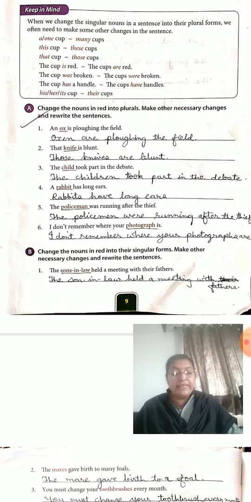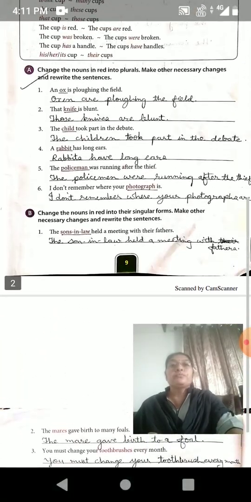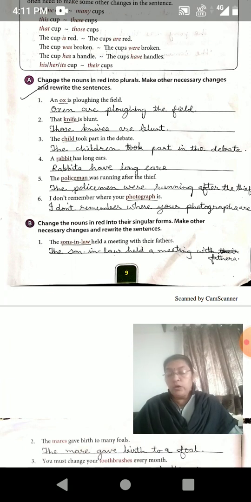Change the nouns in red into their singular forms. Make other necessary changes and rewrite the sentences. The sons-in-law held a meeting with their fathers. Here sons-in-law, as in the 10th rule we already know, son-in-law. So we change plural into singular. The son-in-law held a meeting with his father.